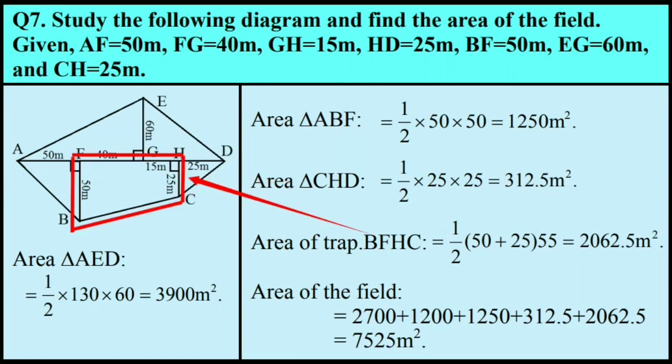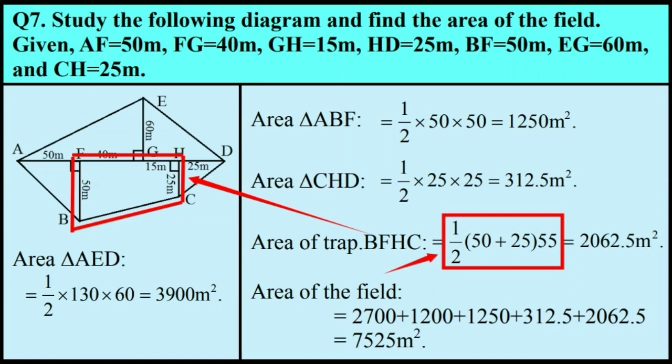Next is the area of trapezium BFHC, where the two parallel sides HC and FB are given 25 meter and 50 meter respectively, and distance between these two parallel lines, that is FH, is equal to 55 meter.